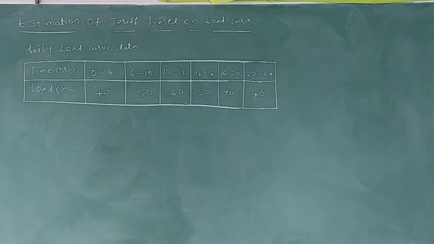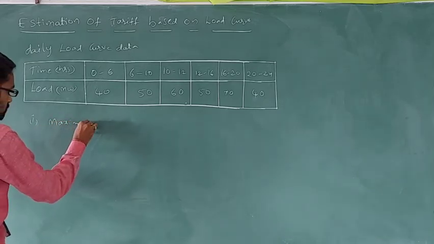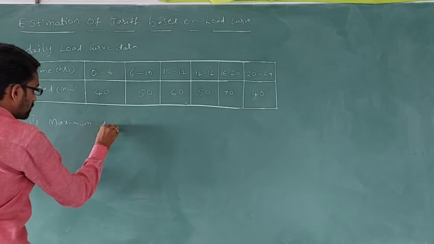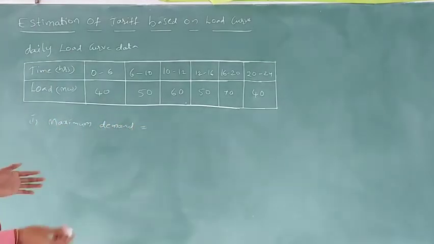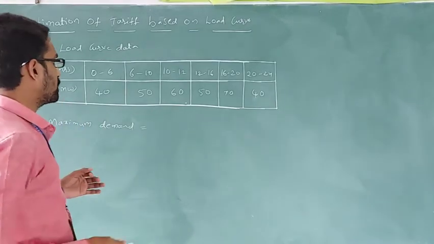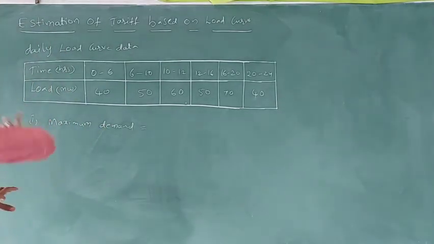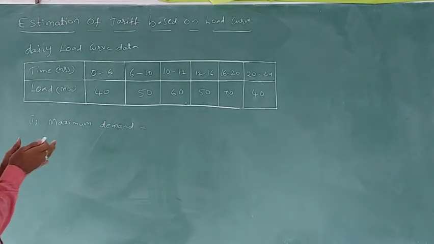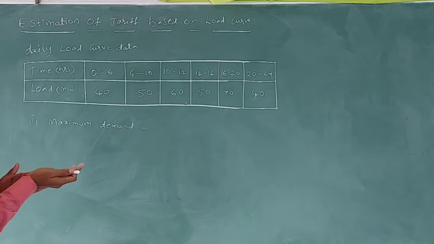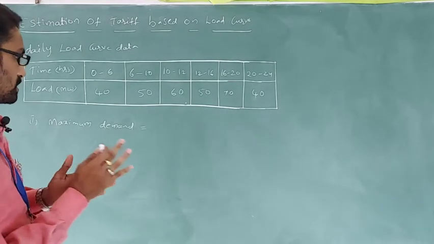So, according to this they are asking us to calculate, first, the maximum demand. Where you are having the maximum peak value, that maximum demand we have to calculate from the given data. So, first we will draw the load curve and then we are going to calculate the maximum demand. So, how to draw the load curve?